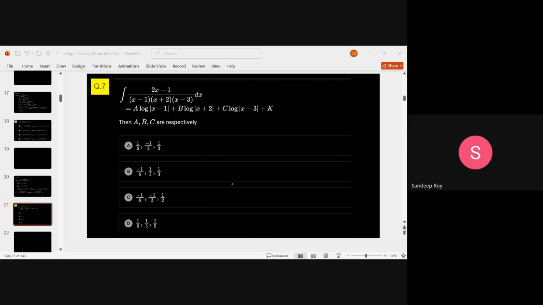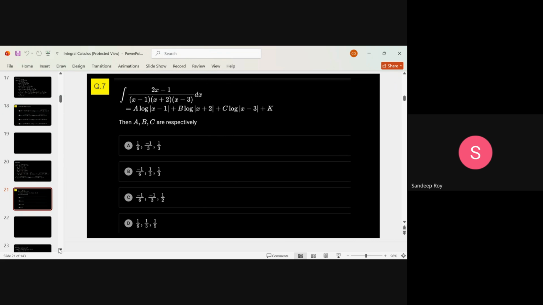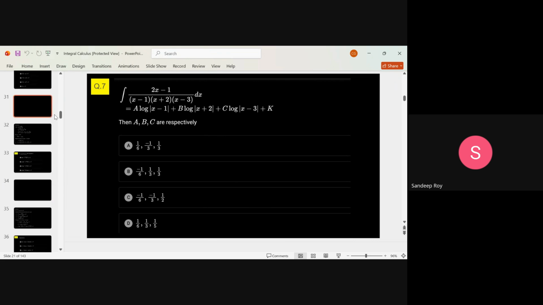So I think you can do that. Shall I go to the next question instead of solving? It's a direct question, right? Partial fraction. So I hope everyone can do this one. Let's go to the next question then. Okay, one minute. Okay, fine. So let's go to the next question directly. That is your question number 8. One minute.